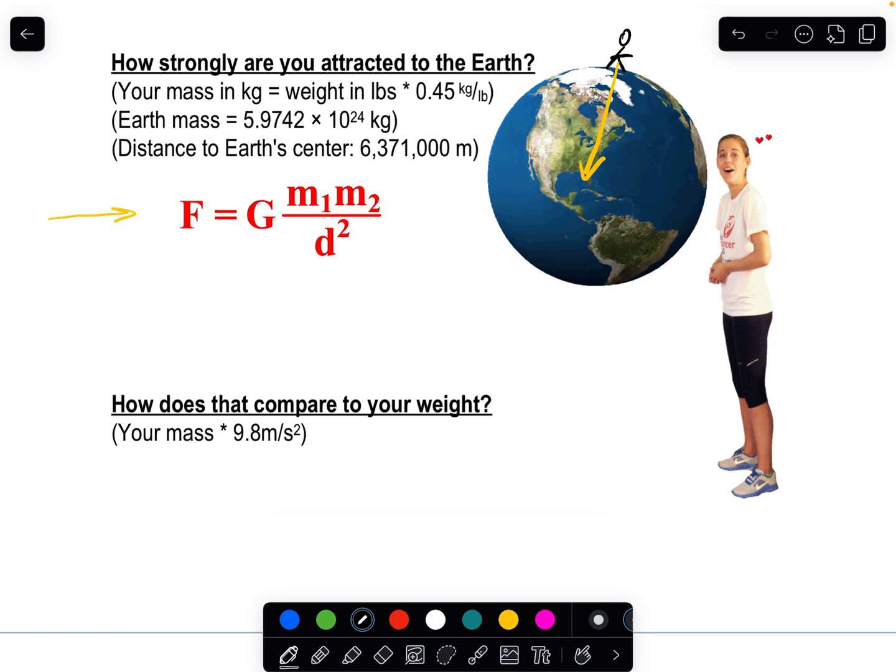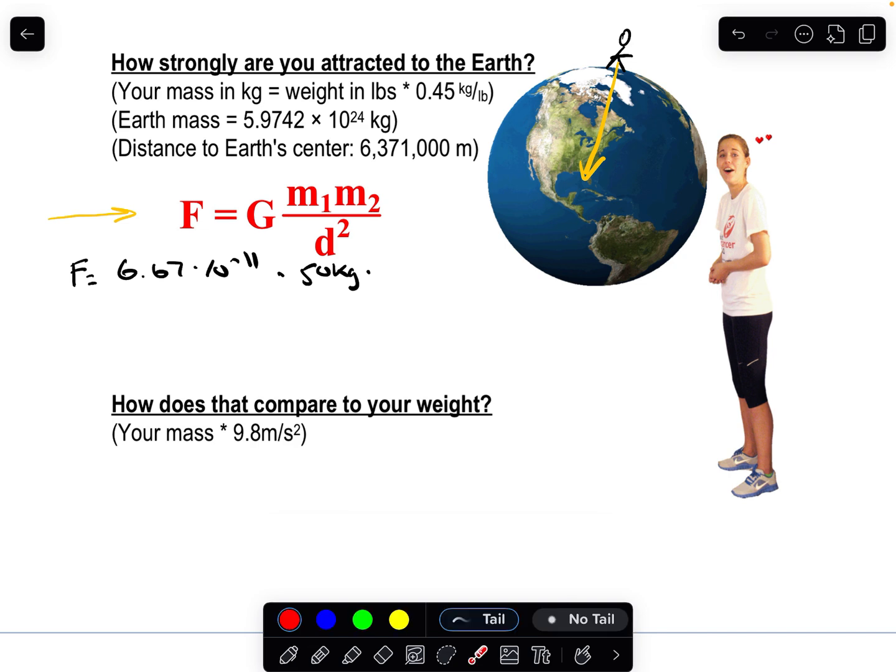So you can certainly plug in your own mass if you choose to, which would just be your pounds multiplied by 0.45. I'm just going to go with 50 kilograms. That's a nice even number for the sake of being able to show you the work here for the mass. So we're going to do the force of gravity equals G, which remember is our universal constant, 6.67 times 10 to the negative 11th, times mass 1, which would be the individual, the human being. We're going to say that that's 50 kilograms, times the mass of the Earth, because the Earth is the other object.